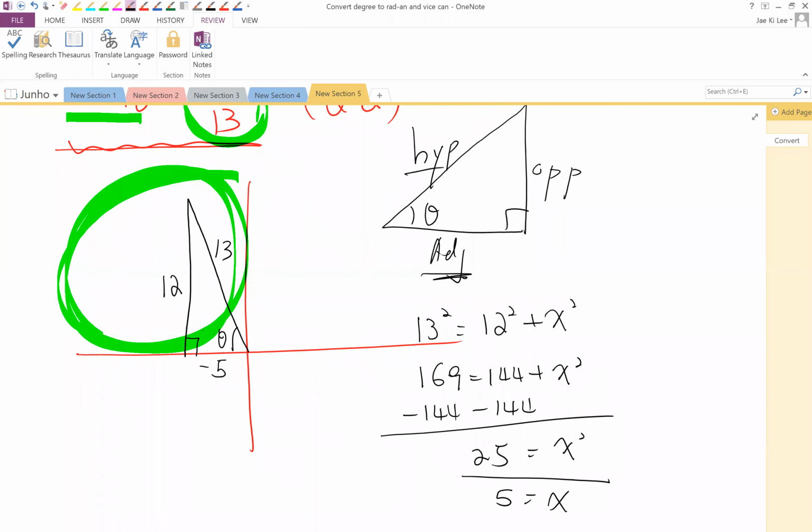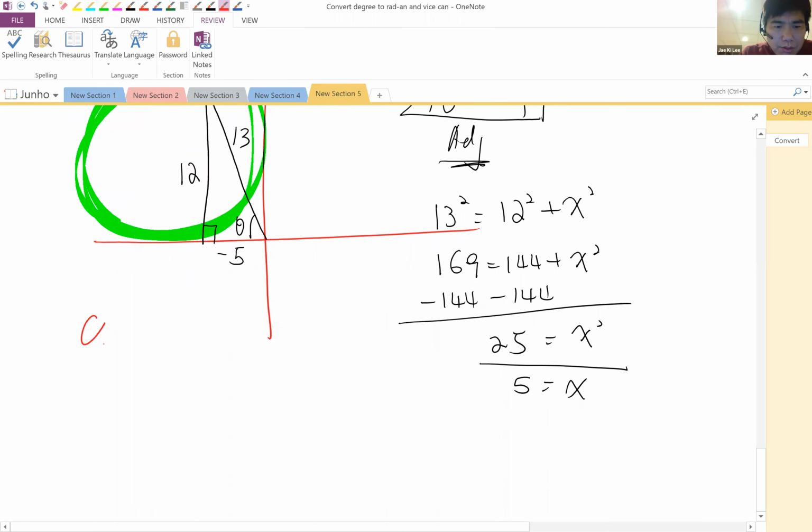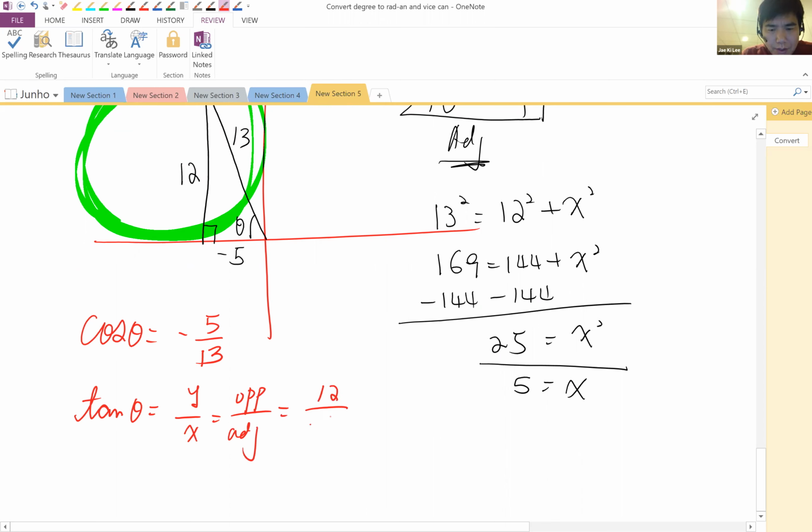Okay, then now we can conclude that cosine theta means negative 5 over 13. Tangent always means y over x, or opposite over adjacent, which means 12 over negative 5. So you better know how to analyze it because the question will be on the final.